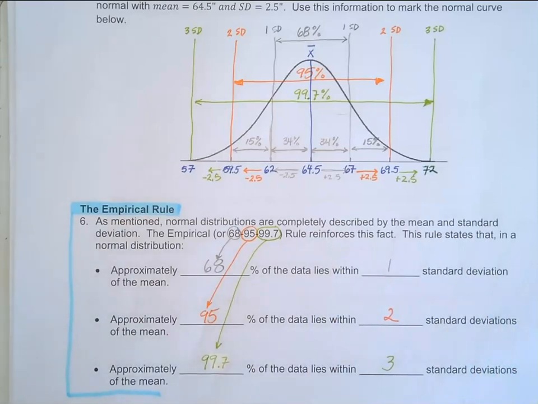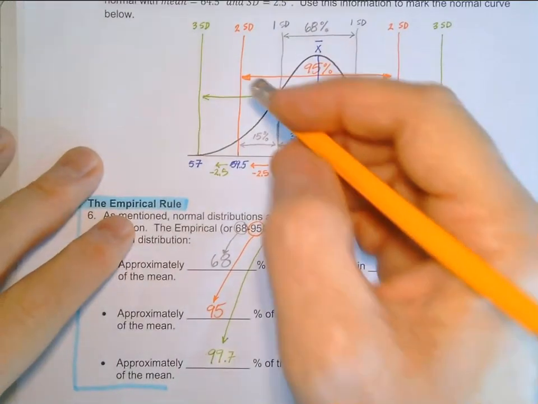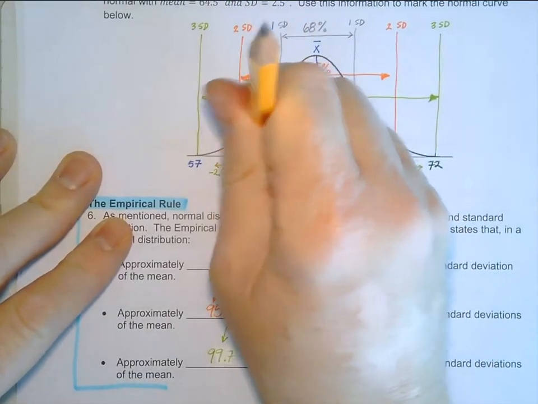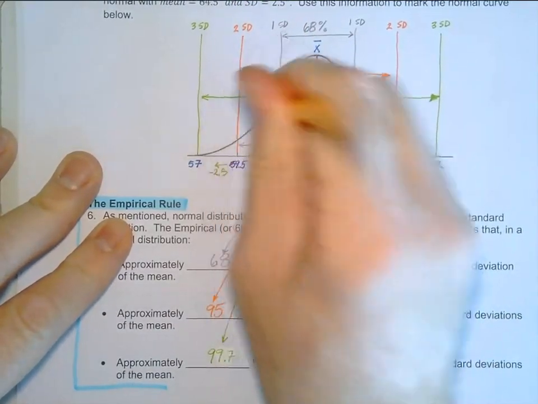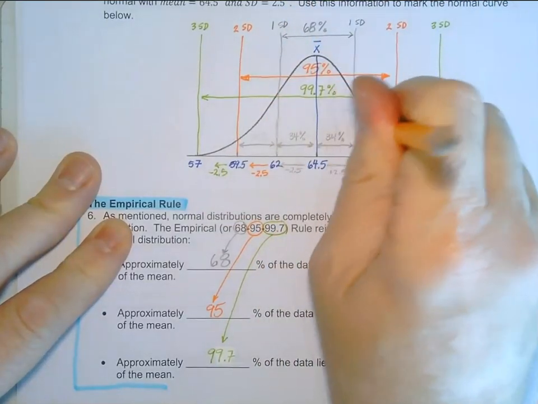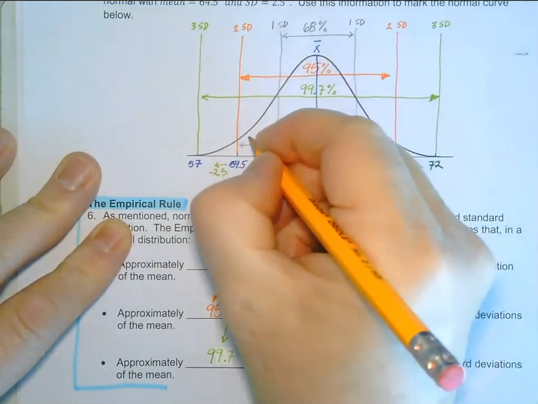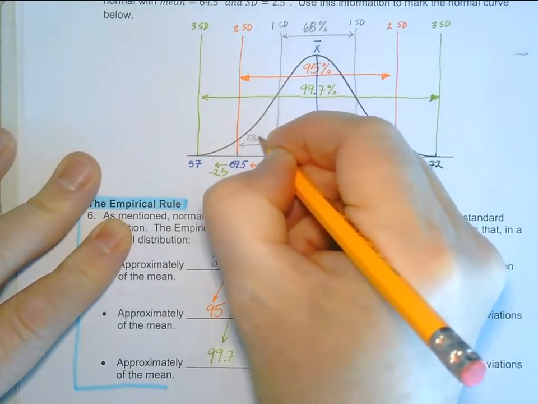I said 15. I lied. It's not 15. Couldn't be 15. It's 13.5. Let me fix that here. 13.5. I don't know where I got 15. So there you go. It's 13.5.